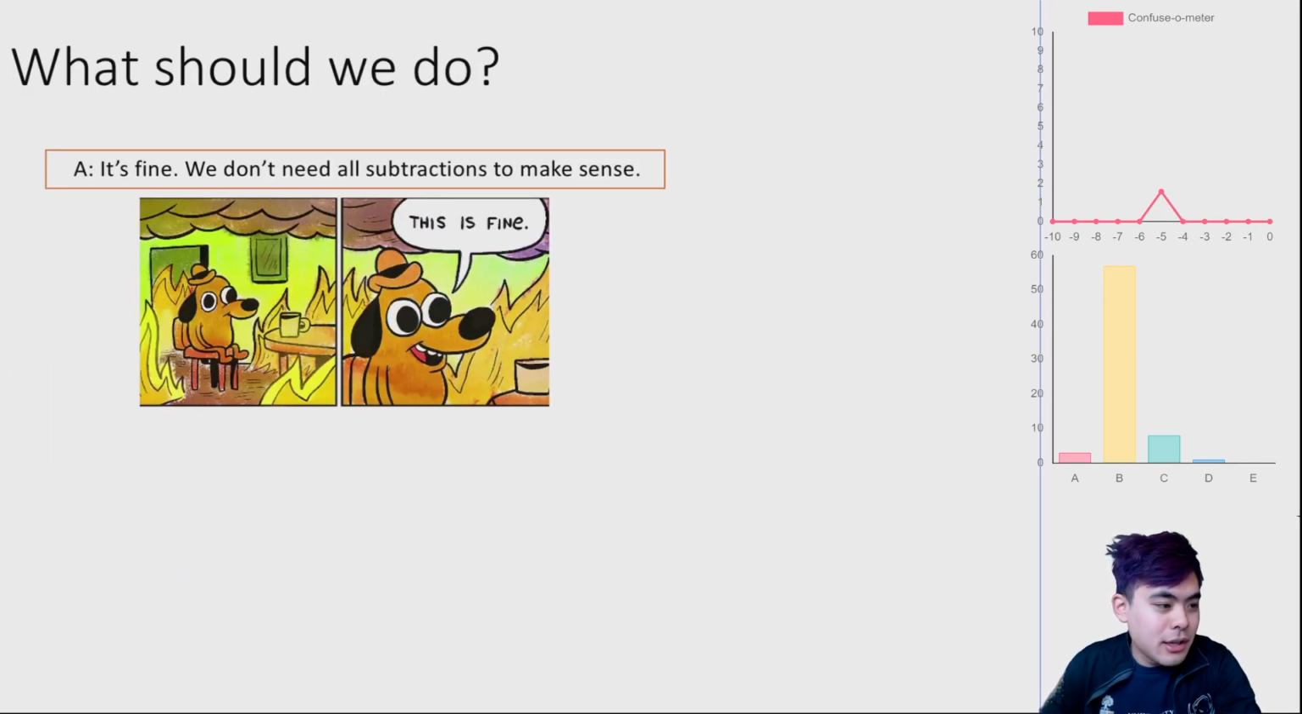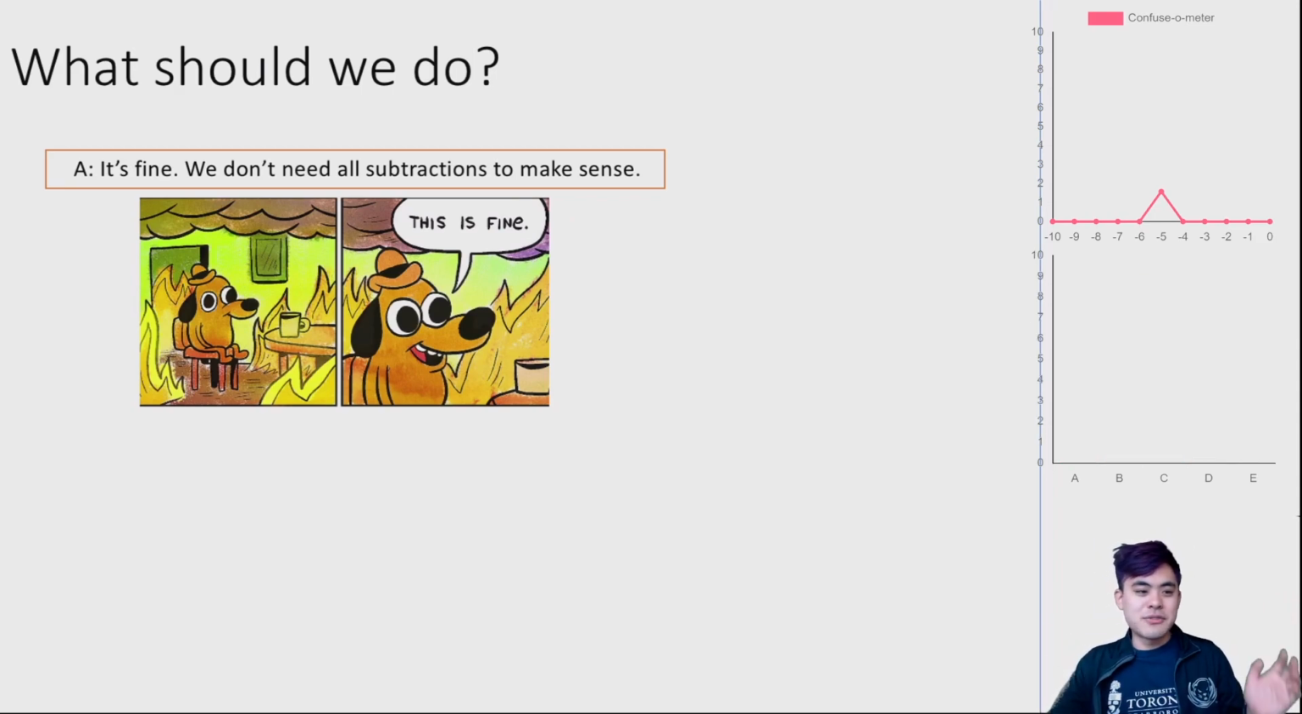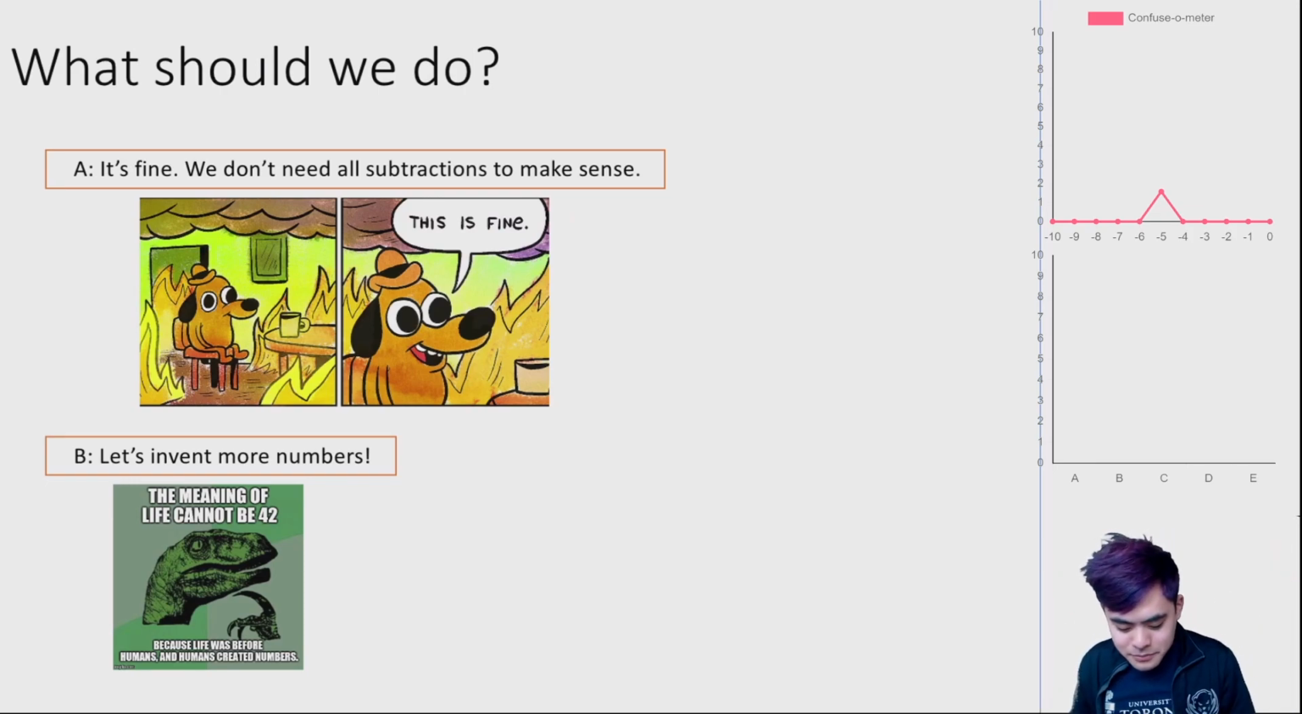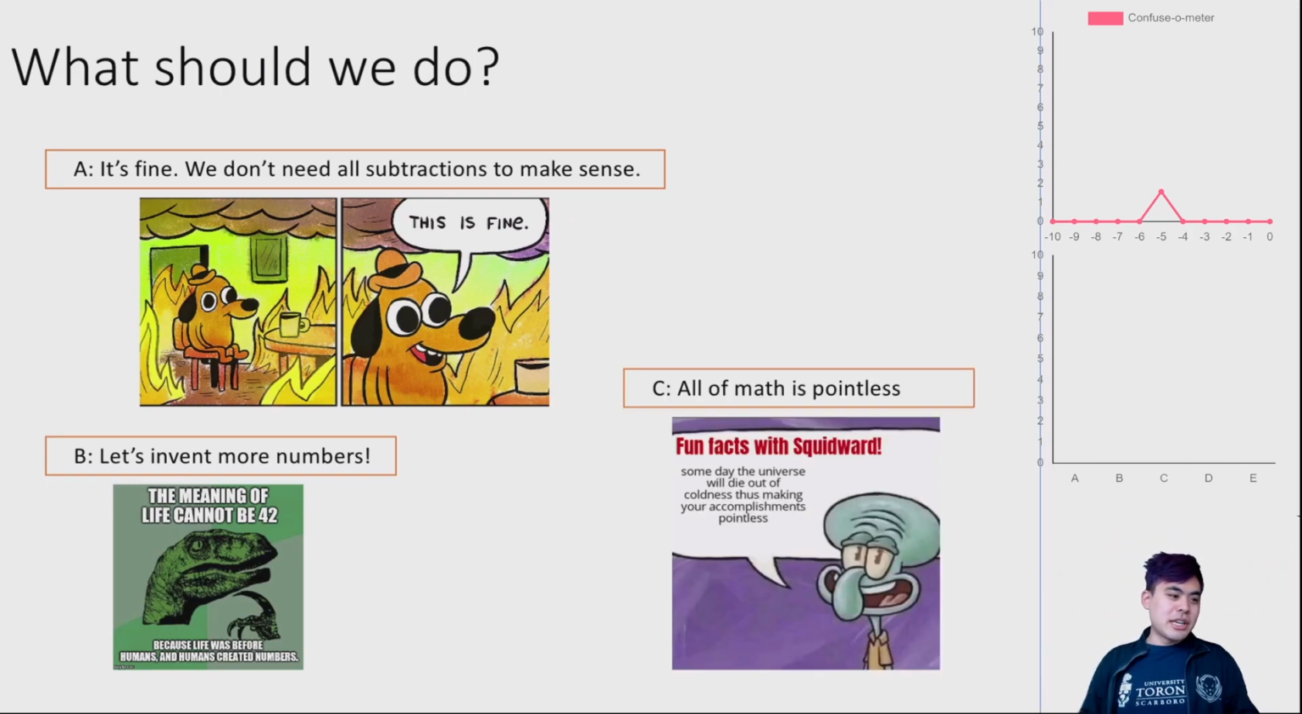There are several things we could do. What should we do? You can vote. It's fine, we don't need all subtractions to make sense. Or we could invent some more numbers. Or you could just take the point that all of math is pointless, and it doesn't actually matter what it is, because it's also a meaningless set of games.